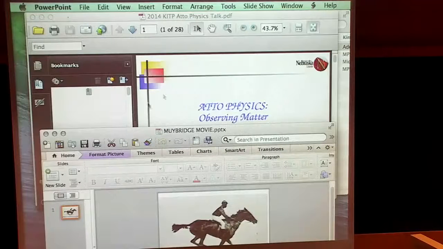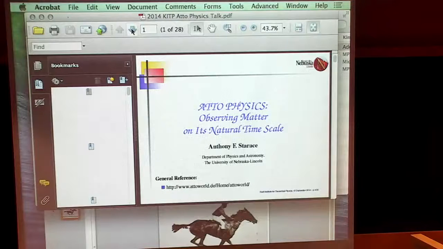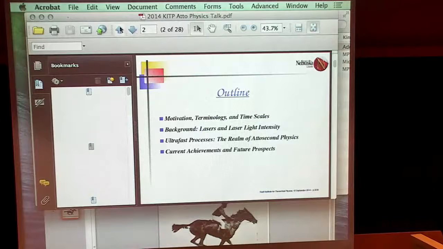and you may want to Google Muybridge because he's a very interesting character, having been acquitted of cold-blooded murder and so on.